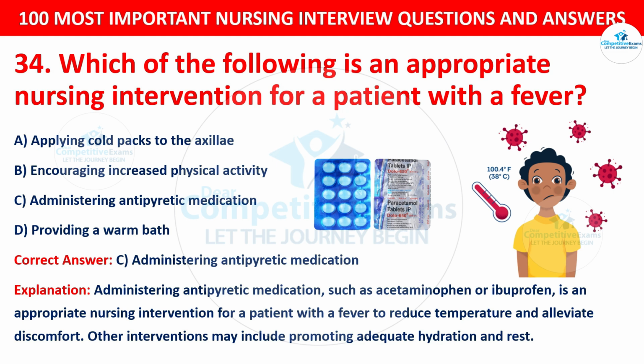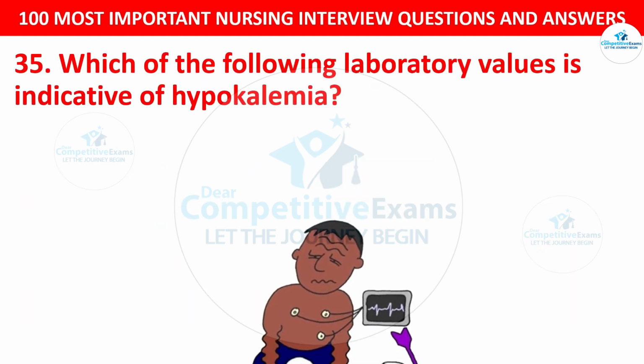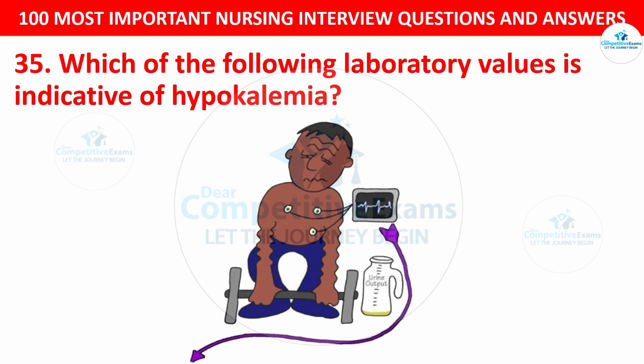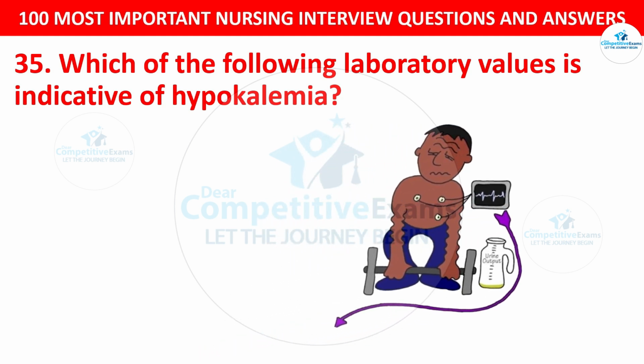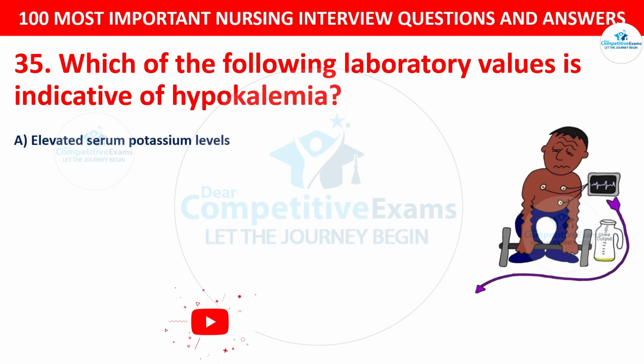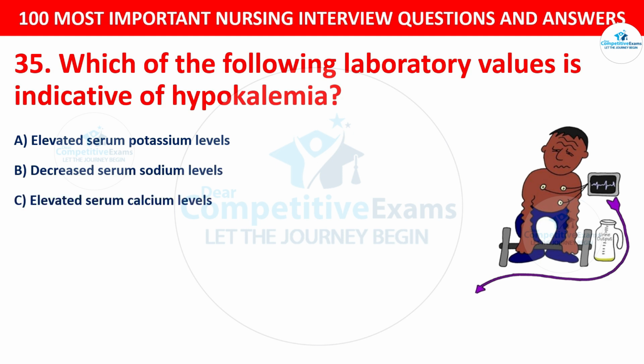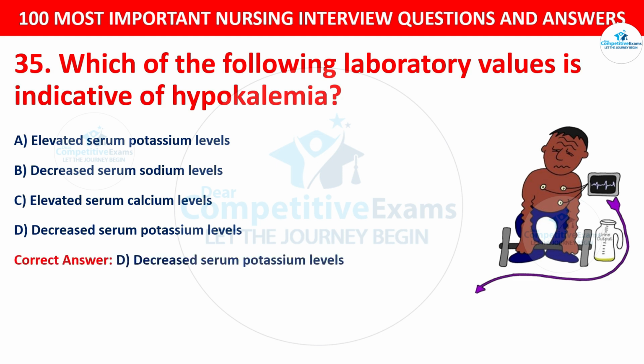Question number 35. Which of the following laboratory values is indicative of hypokalemia? Your options are elevated serum potassium levels, decreased serum sodium levels, elevated serum calcium levels, or decreased serum potassium levels. The correct answer is D, that is decreased serum potassium levels.